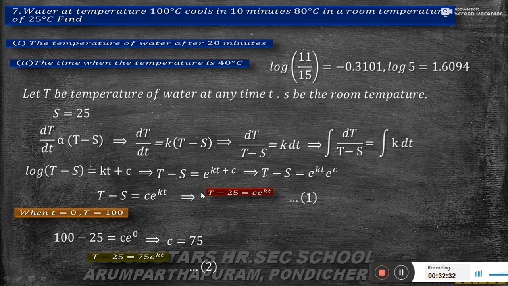So next step, S represents the room temperature. So the S value is 25. I substitute here: T minus 25 equal to C into e power Kt. This is equation number 1.